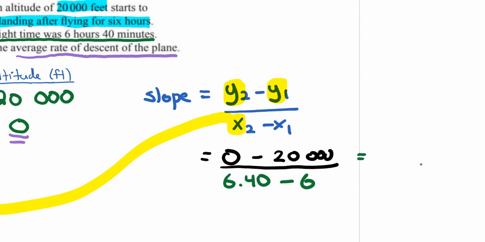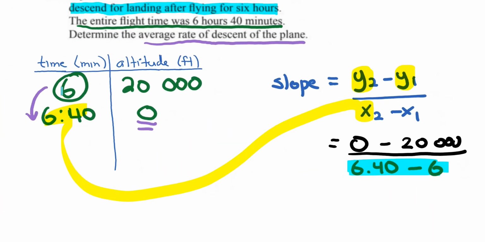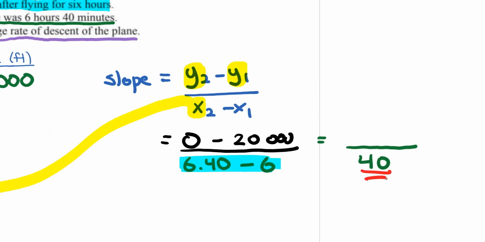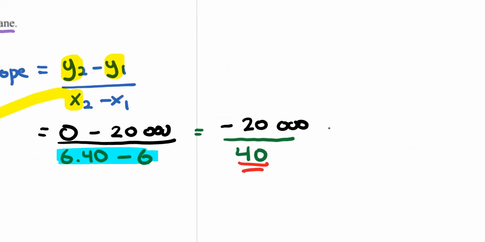Now, if you think about the denominator, the difference between 6 hours and 40 minutes and 6 hours is really just 40 minutes, even though I may have not written the units out here correctly. Remember, we started off 6 hours up into the air, and then after 6 hours and 40 minutes, this difference between the starting point and end point is just 40 minutes. And 0 minus 20,000 gives you negative 20,000 here. If you do this calculation on a calculator, you get negative 500. So we're going down 500 feet per minute.